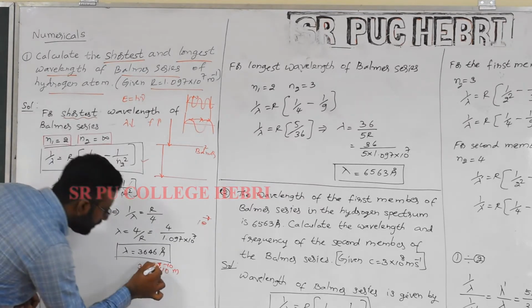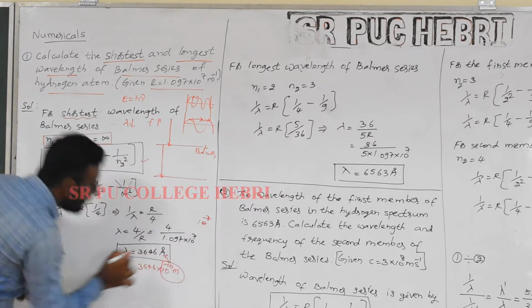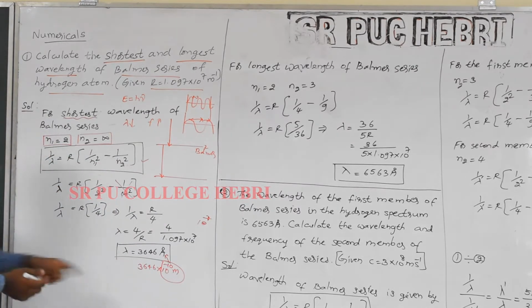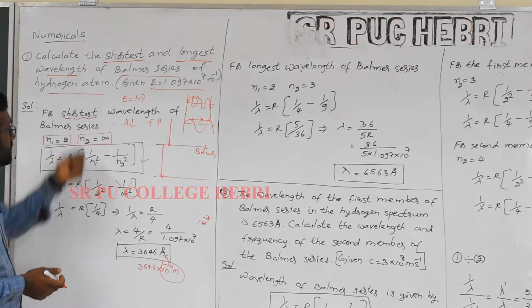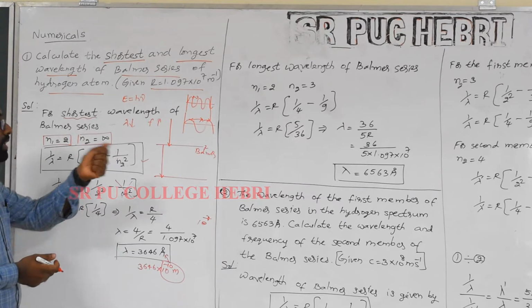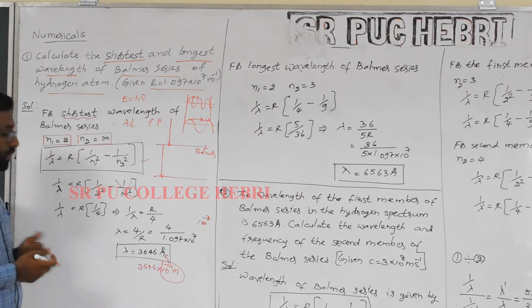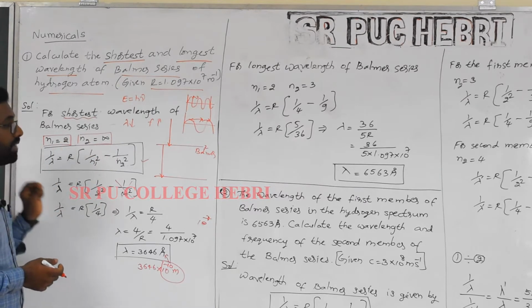You know this one, right? 10 to the power minus 10 meter is nothing but 1 Angstrom. So this is the value of lambda. So we got the shortest wavelength. See this? Just see it once again. When we go with the next one, you will get more idea. Just carefully do the problem and try to understand.